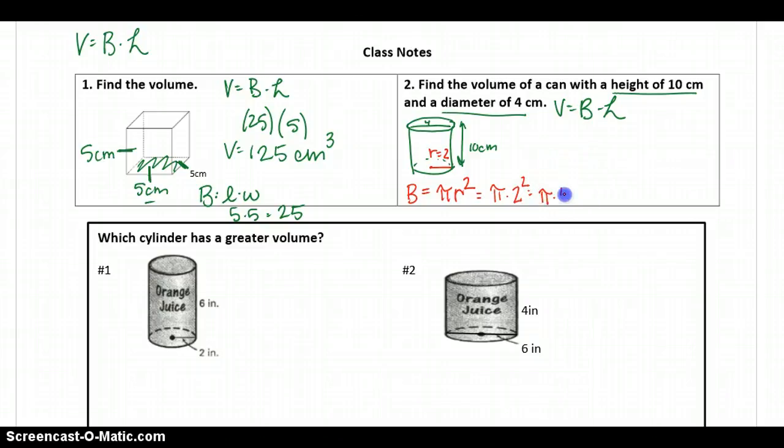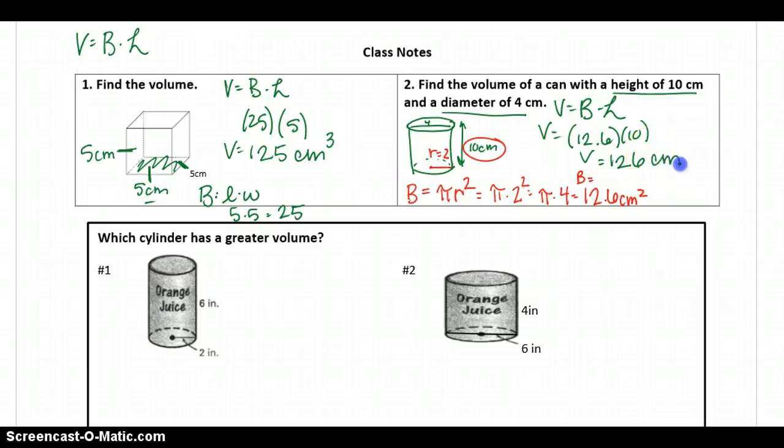which is, we plug this into our calculators. We should get something like 12.6 centimeters squared. And our height, it gave it to us, is 10 centimeters. So we got to plug this into our formula. We get V equals 12.6 times 10, which gives us a volume of 126, and our units are centimeters cubed. Again, for volume, our units will always be cubed.